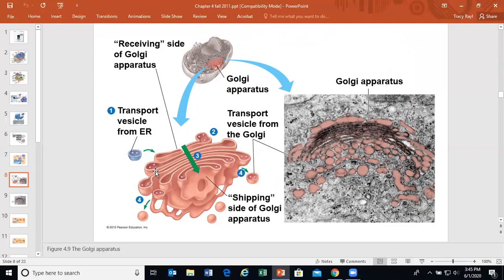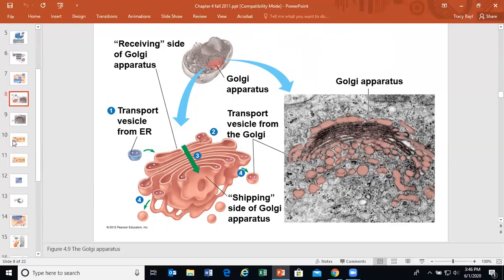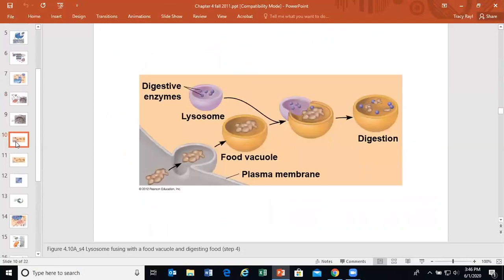So in the illustration here, you can see that the Golgi apparatus, it's like a stack of pancakes. So it's a series of flattened vacuoles. And we kind of think of the Golgi as having a receiving side and a shipping side. So the vesicles from the endoplasmic reticulum come in one end, and then they leave the opposite end, which is the shipping side of the Golgi. So take a look at the Golgi apparatus in your outline book or in your chapter in your textbook and fill in your outline.